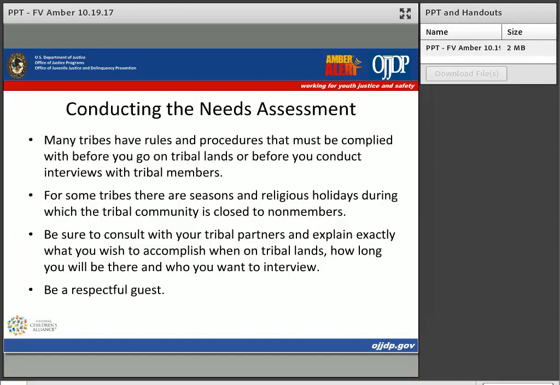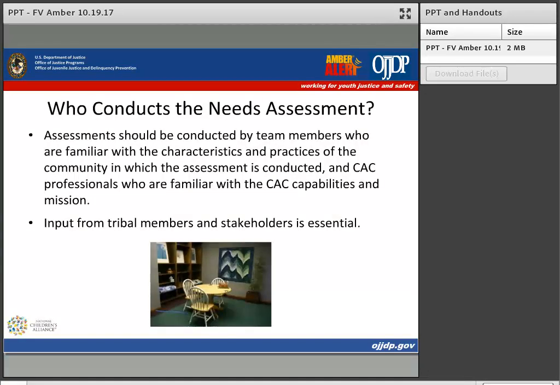At the end of the day, I always tell people that you want to be a respectful guest, and you want to treat them just as you would want somebody to treat you if they came into your home, and that's so important. Who are you going to send to do your assessment?